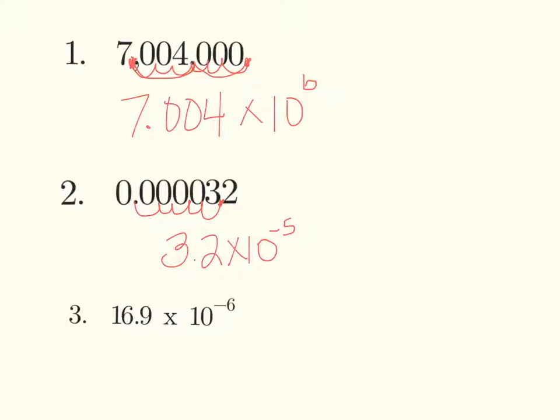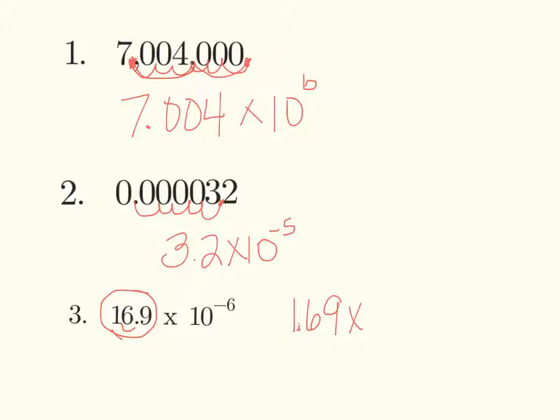Now this looks like it's in scientific notation, but it's not. It's not in scientific notation because when you're in scientific notation, that number has to be less than 10. It can only have one digit in front of the decimal. This one has 2 digits in front of the decimal, so we need to move the decimal over. So I'm going to get 1.69 times 10.